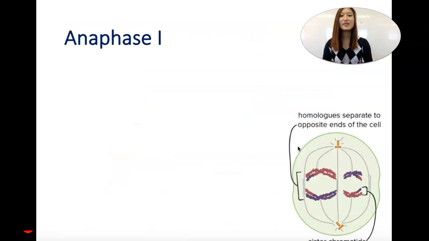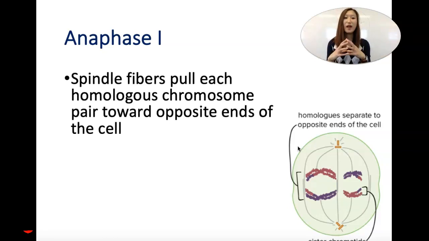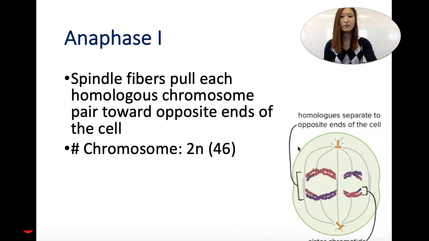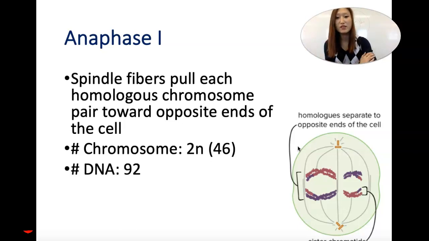Moving on, anaphase. So we've already had everything set up. Now we just got to split them apart. So now it's easy. Anaphase 1, the spindle fibers pull each homologous chromosome apart towards the opposite ends of the cell. Chromosome number is still 46, 2N, right? Nothing's changed. We haven't split any chromosomes or chromatids yet. They're still in one cell. So the chromosome number doesn't change.